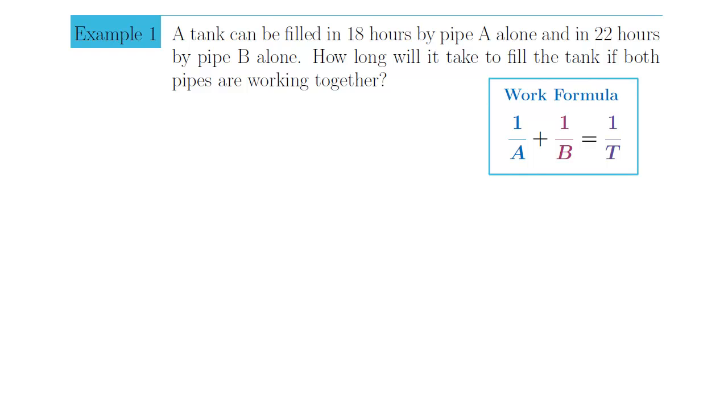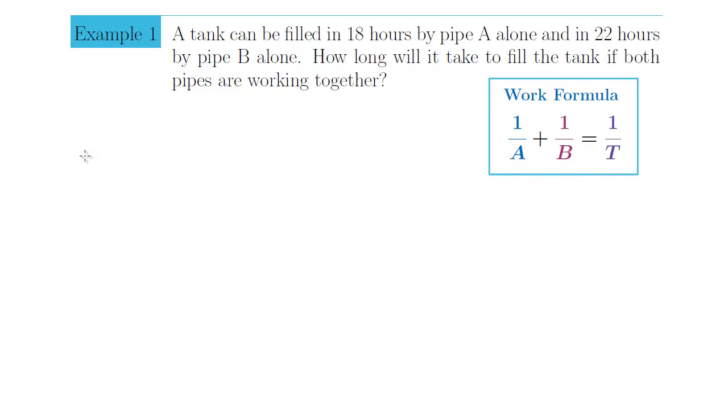Recall our work formula stated that 1 over A plus 1 over B equals 1 over T, where 1 over A is the rate it would take to fill the tank if the first pipe worked alone. 1 over B would be the rate that it took to fill the tank if pipe B worked alone. And 1 over T is the rate at which the tank could be filled if the pipes worked together. Now, since I have my work formula, I simply want to use this formula to make it easy on myself and fill in values for A, B, and T.